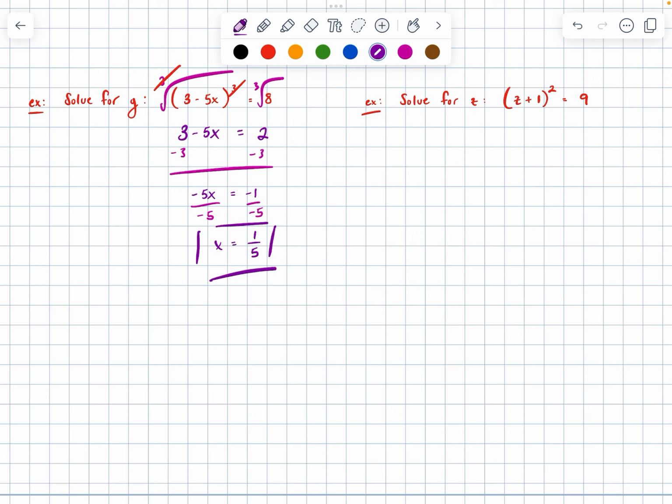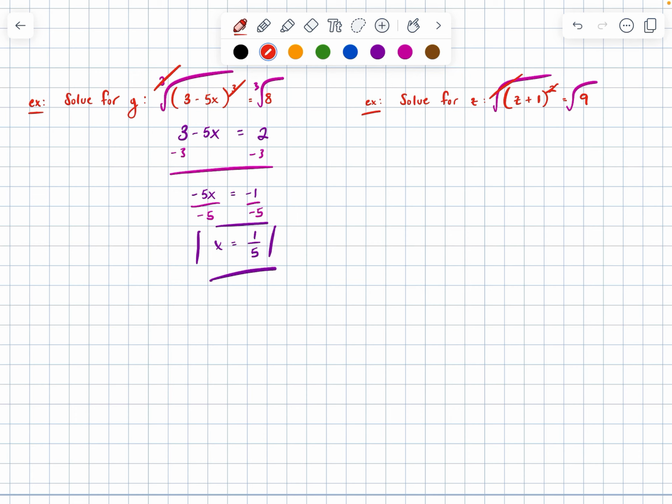For this guy here on the right, I'm going to solve for z. I have z plus 1 quantity squared, so in parentheses, squared, equals 9. What's my move going to be here? Go. 4, 3, 2, 1. Alrighty, I want to get rid of a square. Let's take the square root.